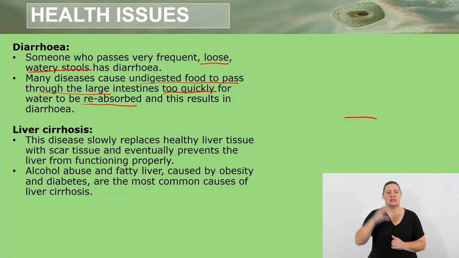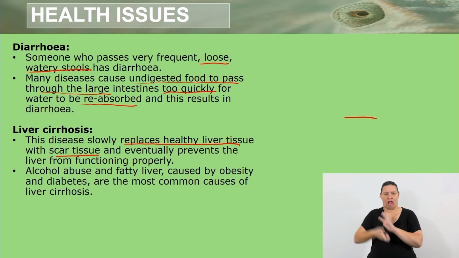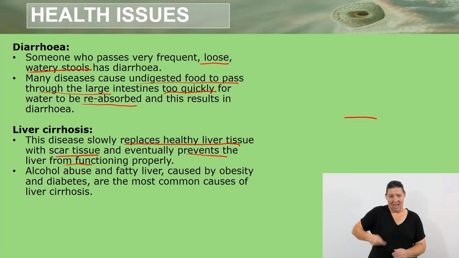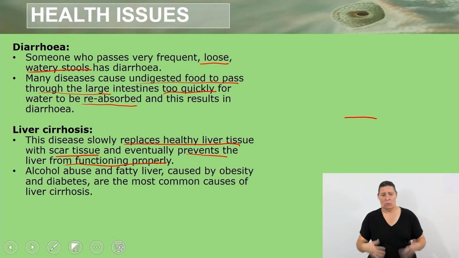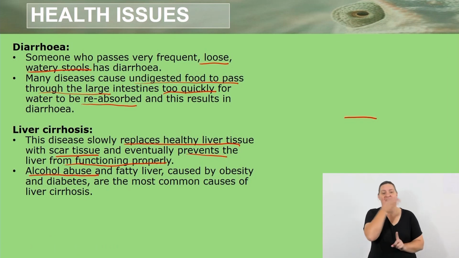And then the last one is liver cirrhosis. So this disease slowly replaces healthy liver tissue with scar tissue and eventually prevents the liver from functioning properly. So this one is very scary. And how do we normally have this? This is when a person abuses alcohol or has fatty liver that is caused by obesity and diabetes. These are the common causes of liver cirrhosis.